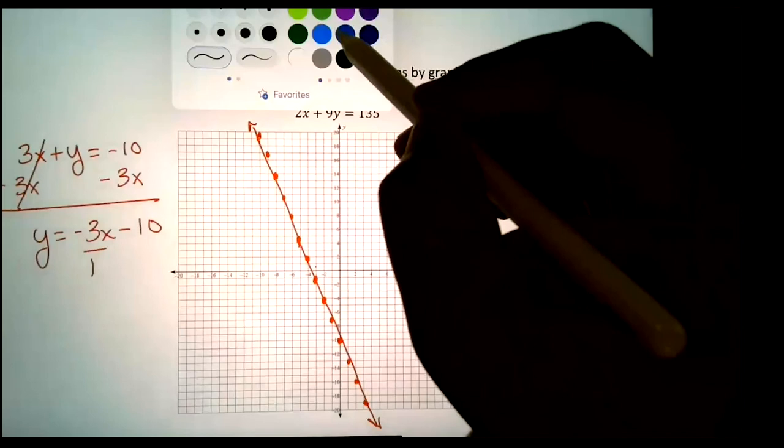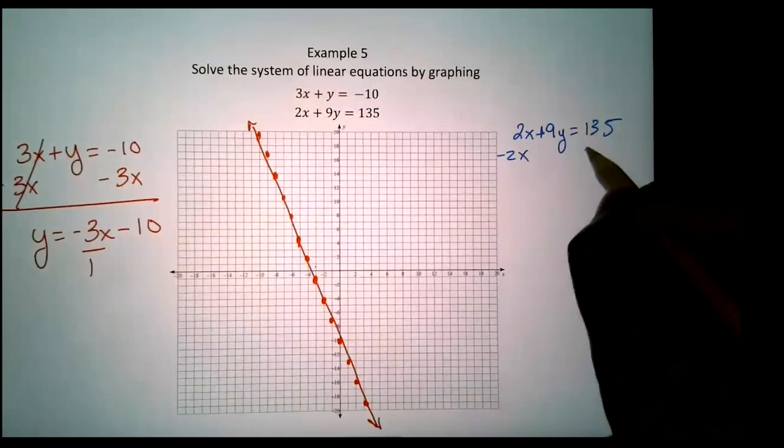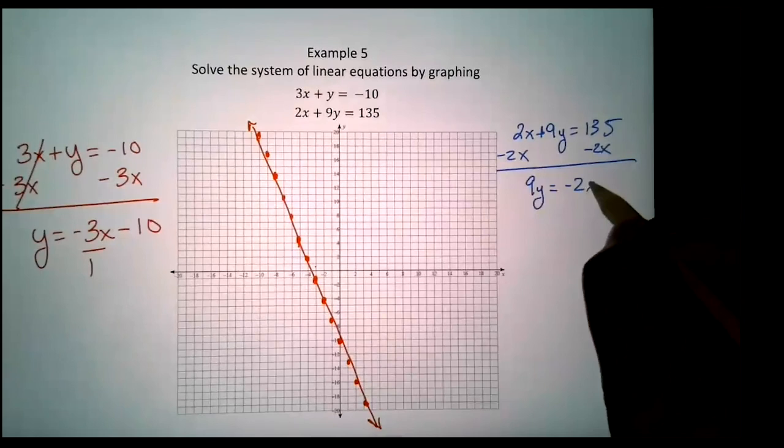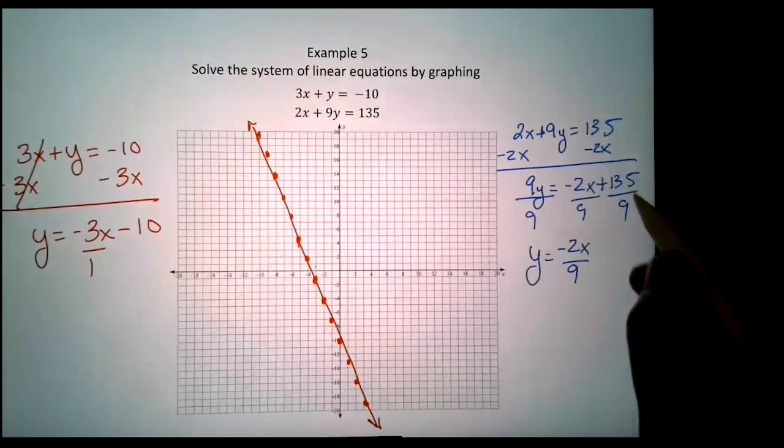All right, and in blue, we're going to do the second one. I'm going to do it over here. It has to be changed to slope intercept form. So we're going to subtract 2x from both sides. We have 9y equals negative 2x plus 135. We're going to divide everything by 9. So we get y equals negative 2x over 9, plus 15.